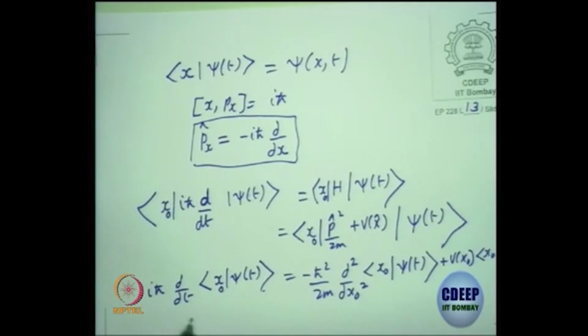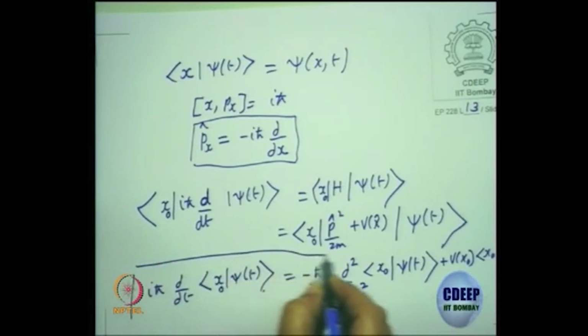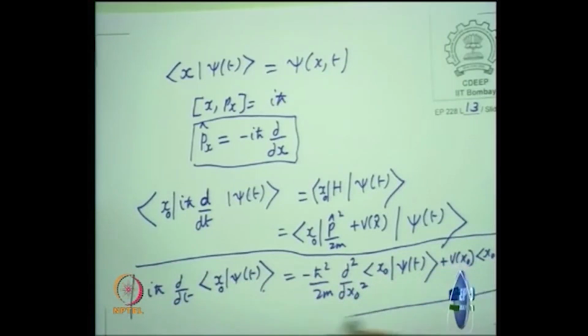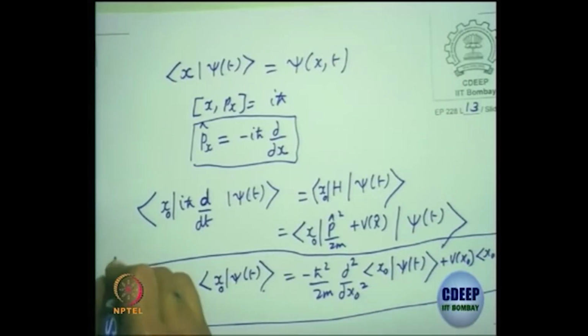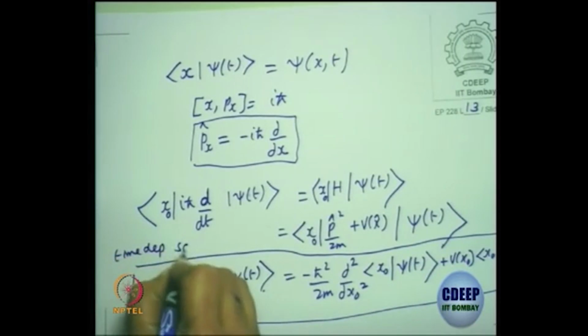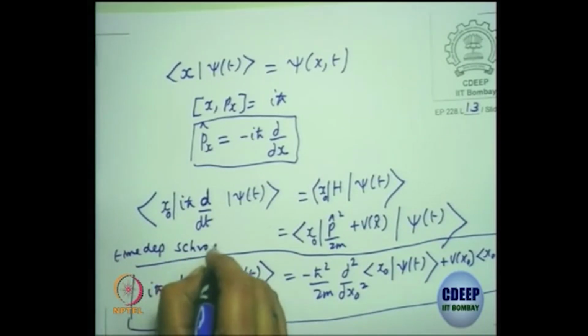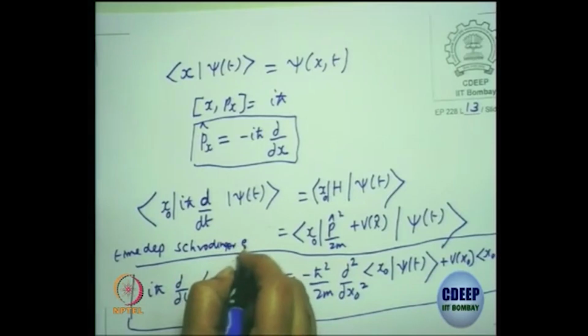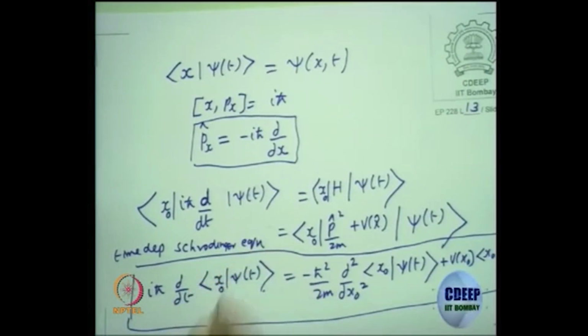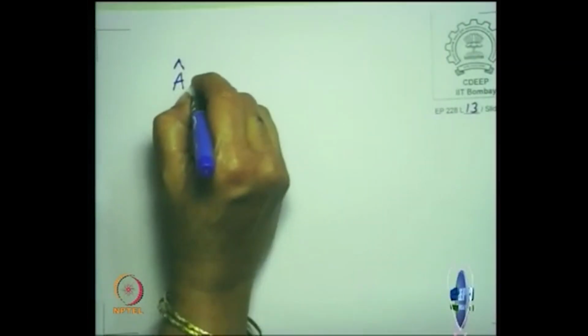Is that right? So this is nothing but your time dependent Schrodinger equation for the position space wave function. Okay. We don't say this as position space wave function because you mechanically do wave function which is in the position space. But in this particular exercise, you can say that this is a time dependent Schrodinger equation for position space.